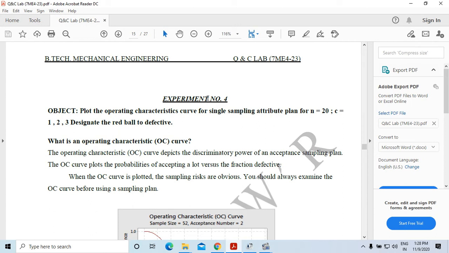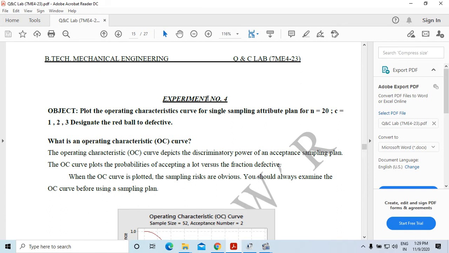Now, the shape of the OC curve. When the percentage of non-conforming items is below the prescribed level, PA is 100%, and above it, PA is 0%. The ideal OC curve can be obtained by 100% inspection. The dividing line of probability of acceptance between 0 and 100% is equal.